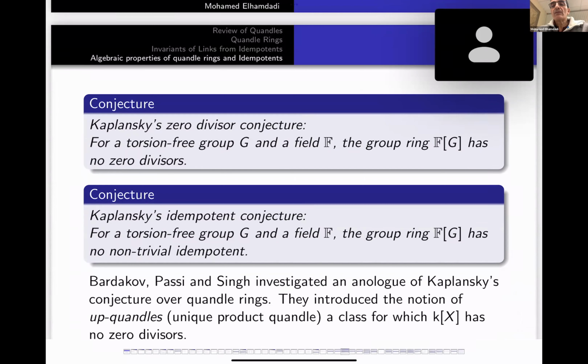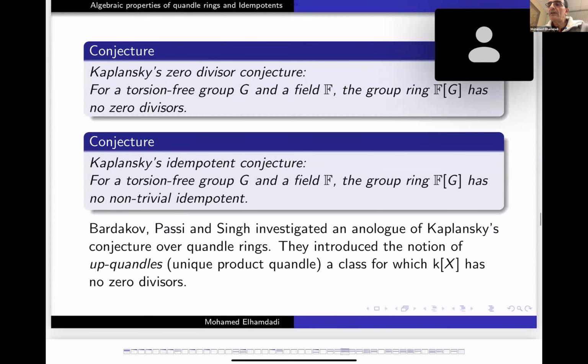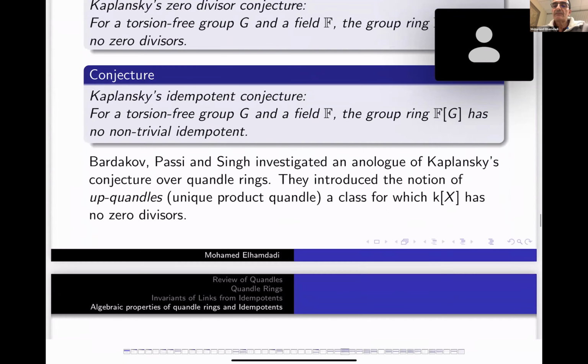Now, in general, this is the well-known conjecture of Kaplansky for groups. The Kaplansky zero divisor conjecture says that for a torsion-free group and a field, the group ring has no zero divisors. The idempotent conjecture says that for a torsion-free group, the group ring has no non-trivial idempotent.